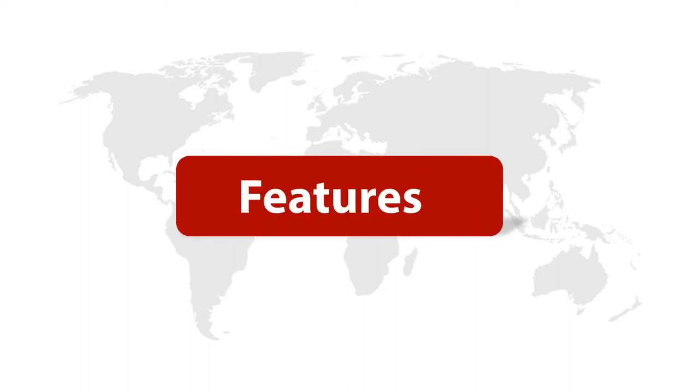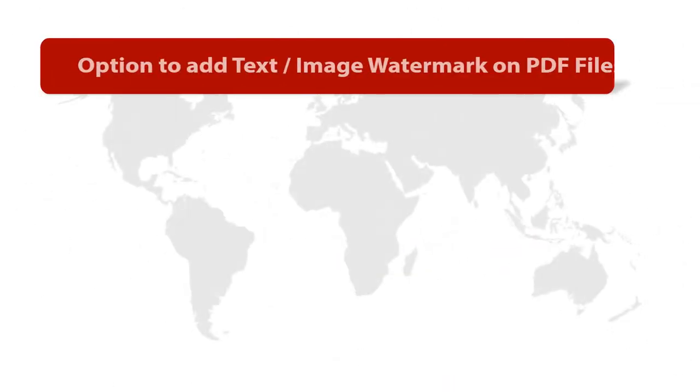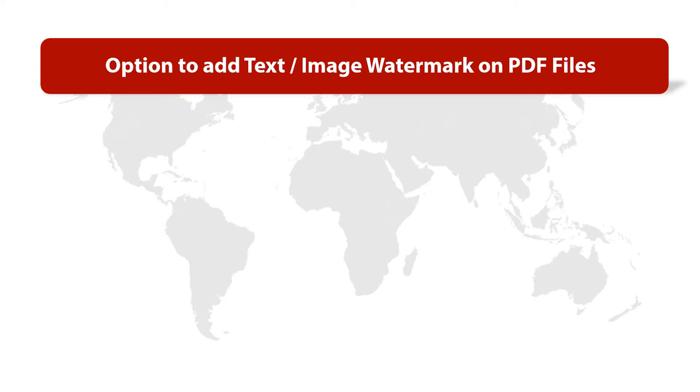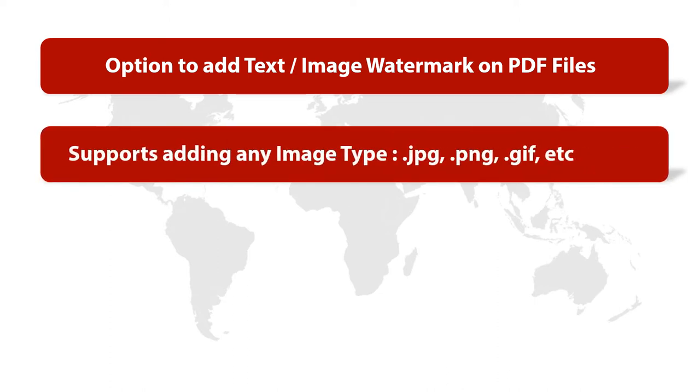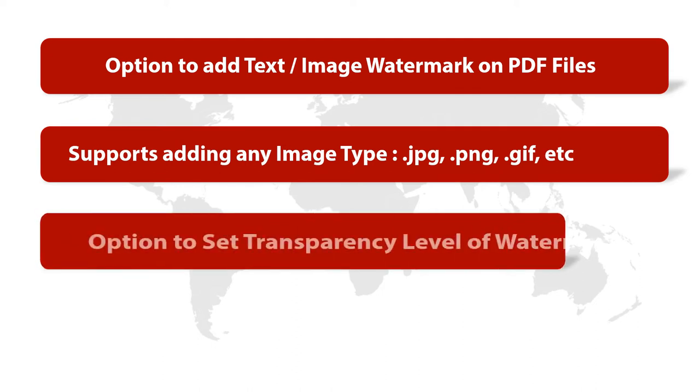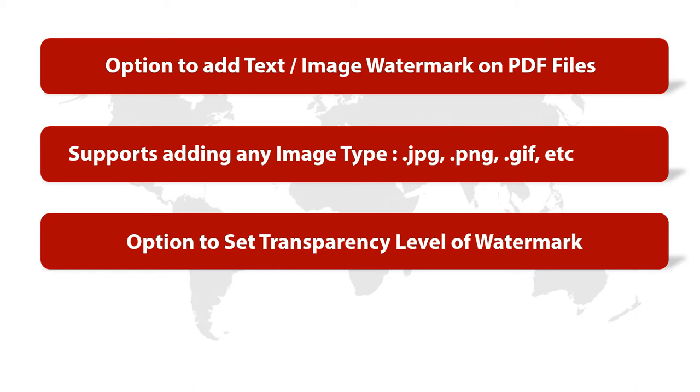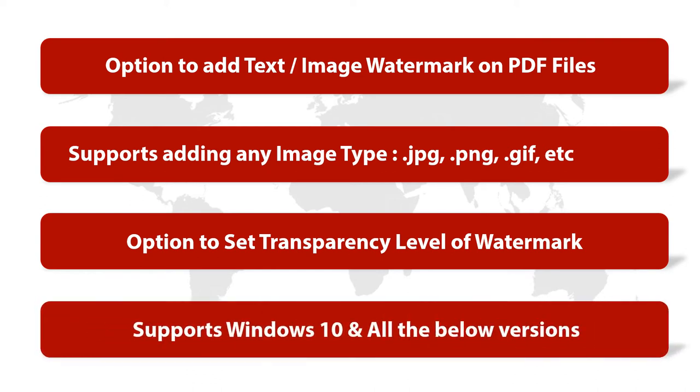Now let's check out the main features of the software. The tool helps you add either text or image watermark on your copyright-protected confidential PDF files. It supports adding any image types like JPG, GIF, etc. The tool lets you set the transparency level of the watermark on PDF files. And the software supports Windows 10 and all the below versions.